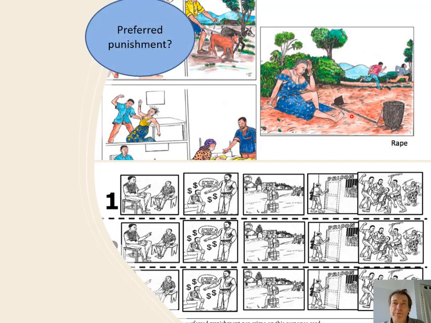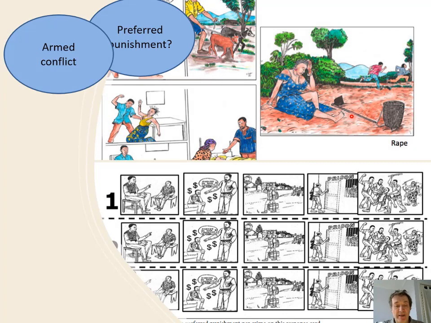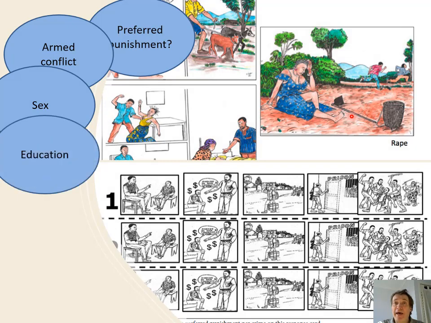So what's the preferred punishment for each crime, and is it related to whether or not there's been armed conflict in these areas? So they selected areas with and without armed conflict in the recent history. But it's not just a simple thing you can put on a scatter graph, because there's all these other factors. The opinions differ between men and women on average. On education, that had an effect as well. They had to look at that.